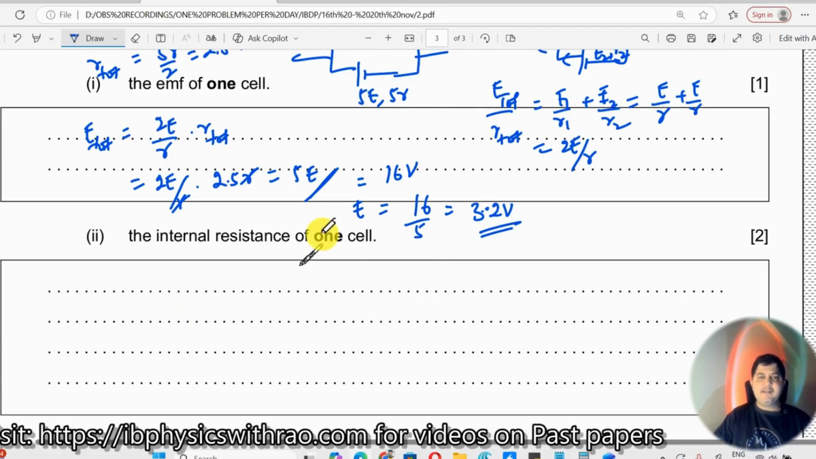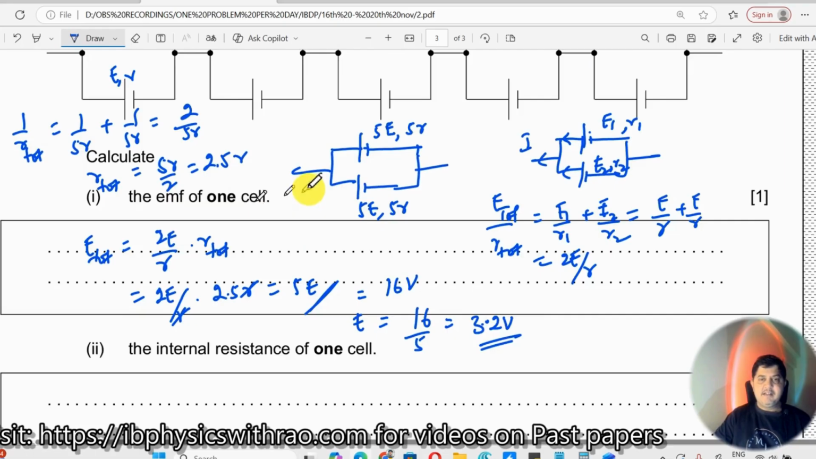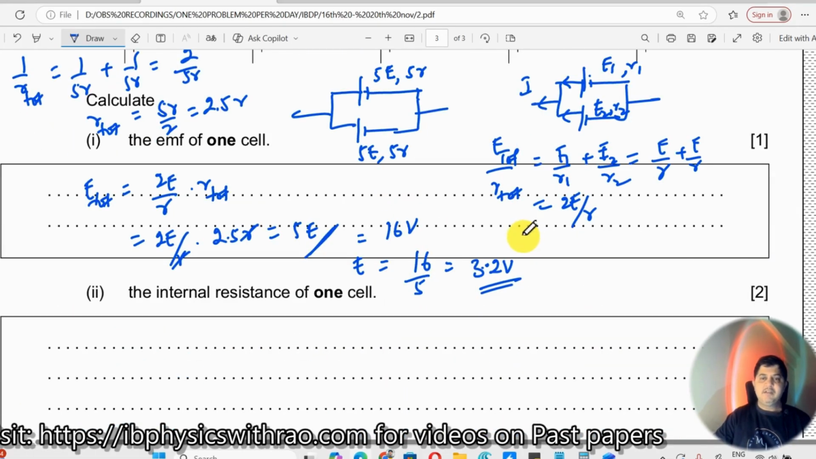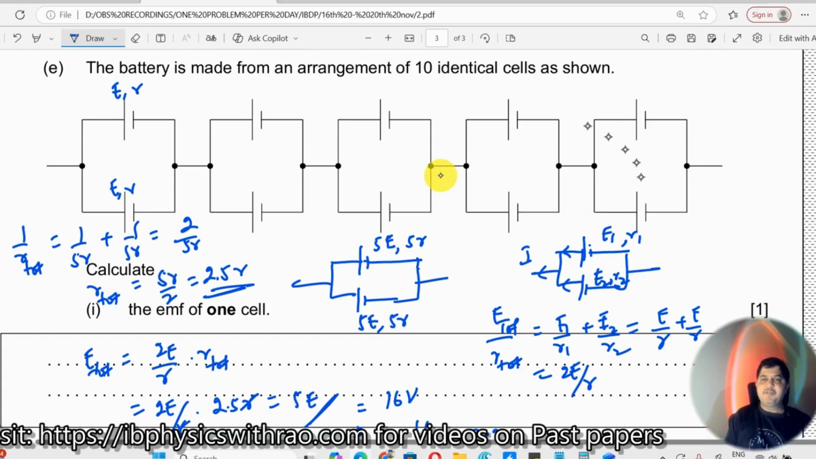The internal resistance of one cell. We already calculated this one here. So the internal resistance of the full battery is seen to be 0.62 ohms. This is already known to you. Now what is happening over here? The internal resistance of the first branch is 5R. The second branch is 5R, and then we calculated the whole thing and we got this equal to 2.5 times R, right? The entire combination of this full series is 2.5 times R, where R is the internal resistance of each cell.